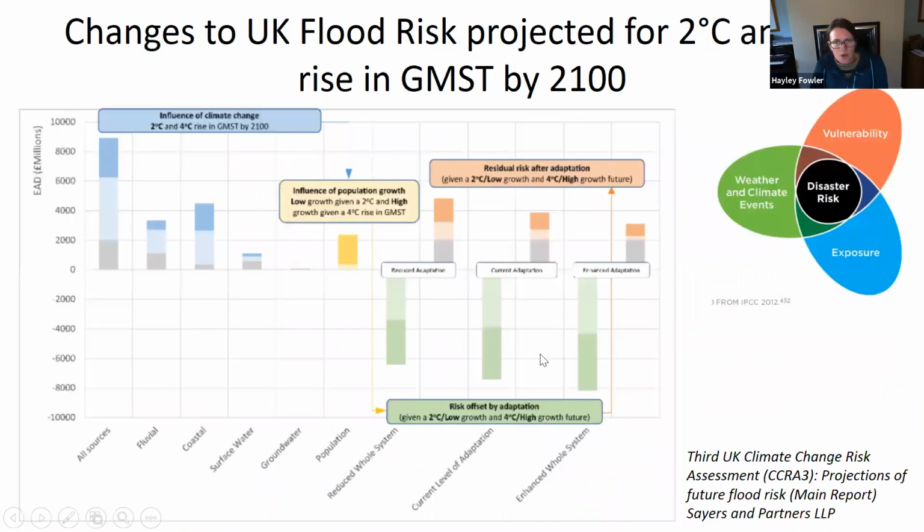There's been some work done in preparation for the third UK climate change risk assessment, by Paul Sayers and partners, looking at the potential influence of climate change and other influences such as population growth and adaptation measures on UK flood risk for a 2 and 4 degree rise in global mean surface temperature. They found that the influence of climate change was by far the greatest of the things they looked at. So the hazard, if you like, provides the biggest part of that risk. The changing hazard provides the biggest part of that risk.